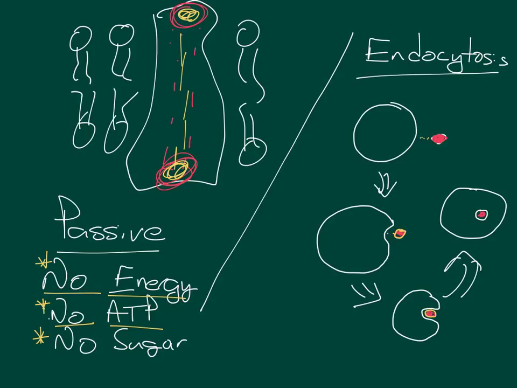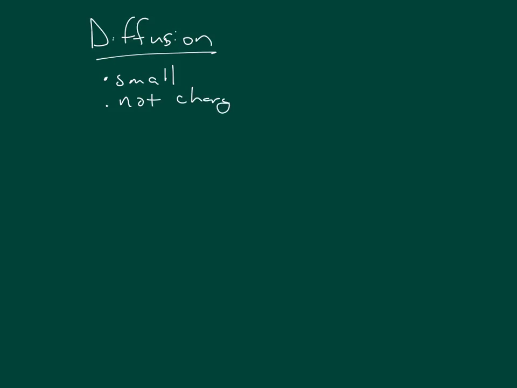Now let's talk about something else that this cell has to do. So we talked about diffusion, and diffusion is happening across a membrane. Diffusion happens across a membrane when the particles are small and not charged. The key examples would be water and gases. So water and gases definitely pass easily through the membrane.